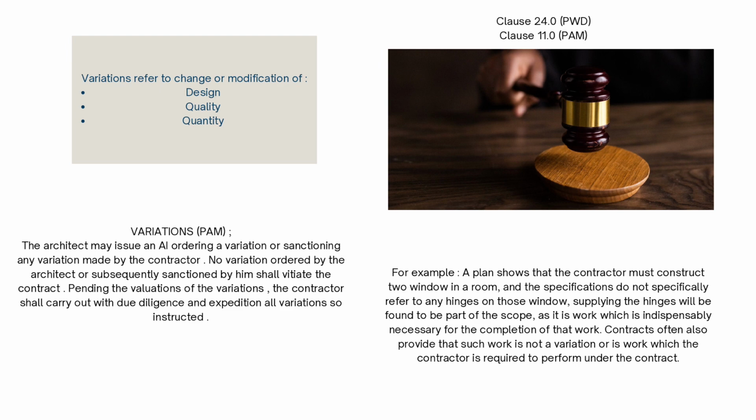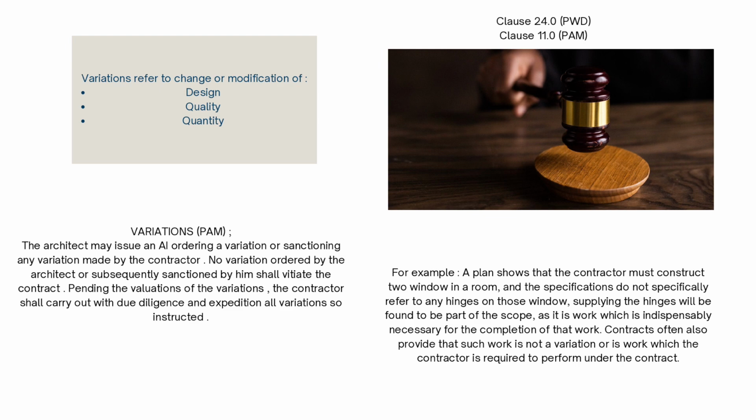In PWD, we refer to clause 24, while in PAM, we refer to clause 11. Variations in PAM are the same as the variations in PWD. The architect may issue an AI ordering a variation or sanctioning any variation made by the contractor. No variation ordered by the architect or subsequently sanctioned by him shall vitiate the contract.